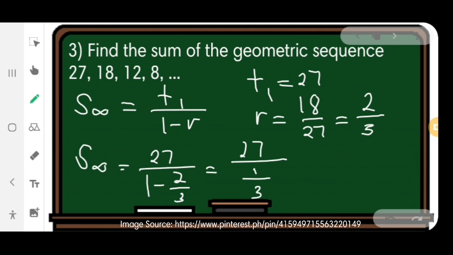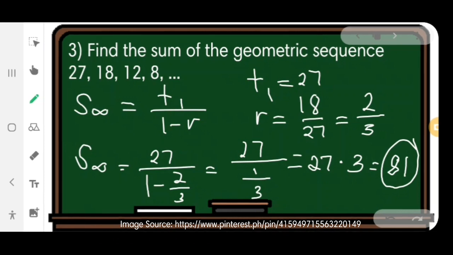After that, we are going to divide 27 by 1/3. To divide fractions, you need to get the reciprocal of the divisor and multiply it to your dividend. So we have now 27 times the reciprocal of 1/3, which is 3. So 27 times 3 is 81. So the sum of the geometric sequence 27, 18, 12, 8, and so on is 81.